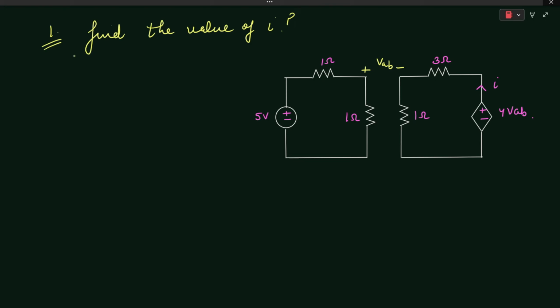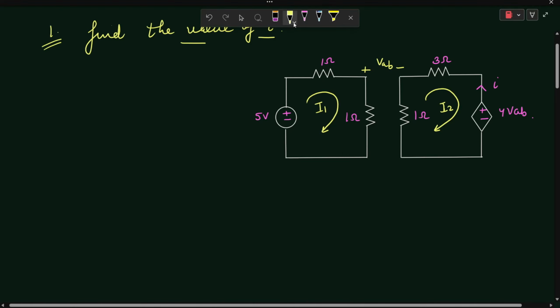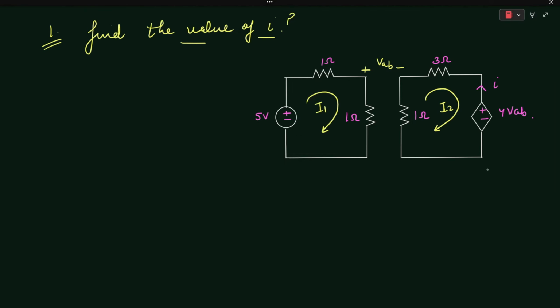In this tutorial, we are going to solve some problems based on mesh analysis. In the first question, we need to find the value of I. Using mesh analysis, let's say this is your first mesh and the current flowing in this mesh is your I1. Similarly, let's say the current flowing in this mesh is your I2. As you can see from this diagram, I2 will be equal to minus of I.